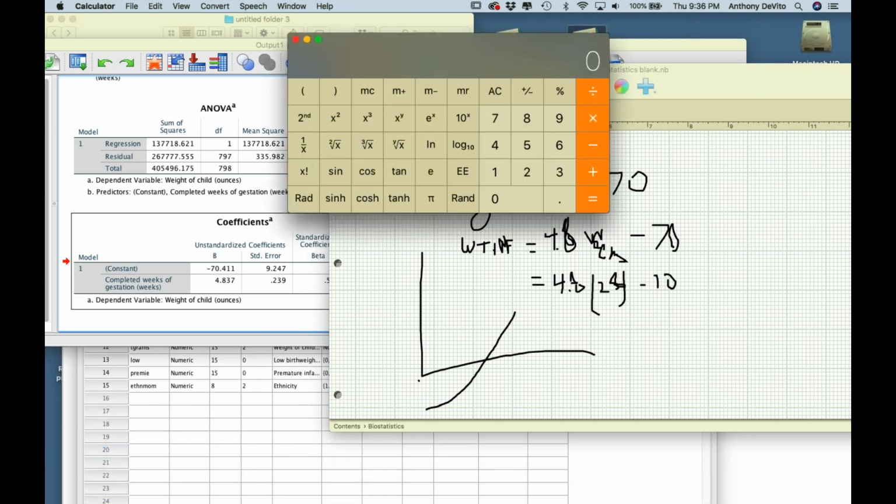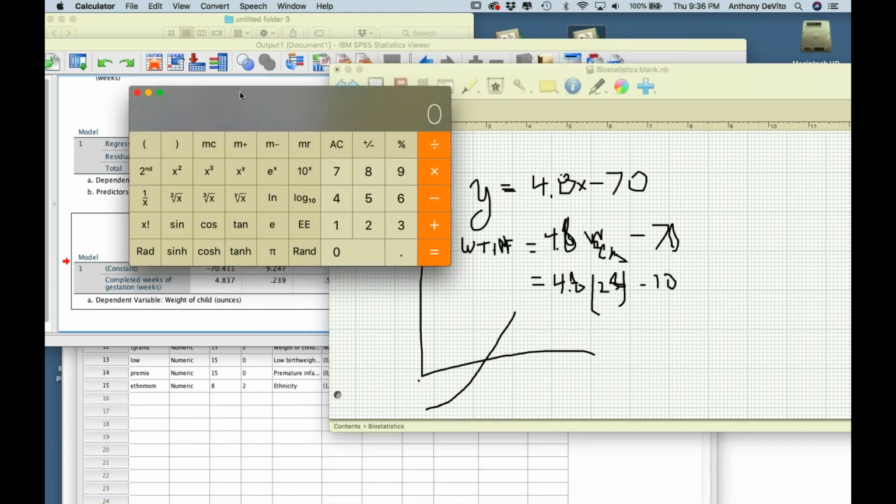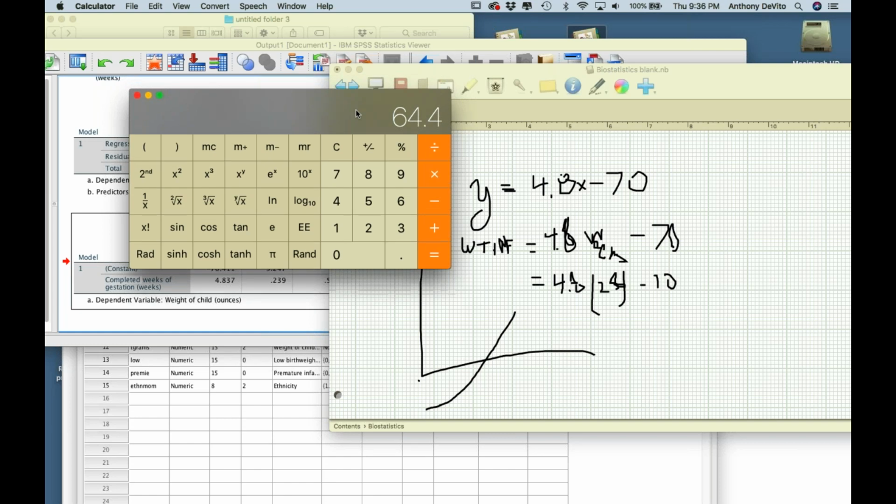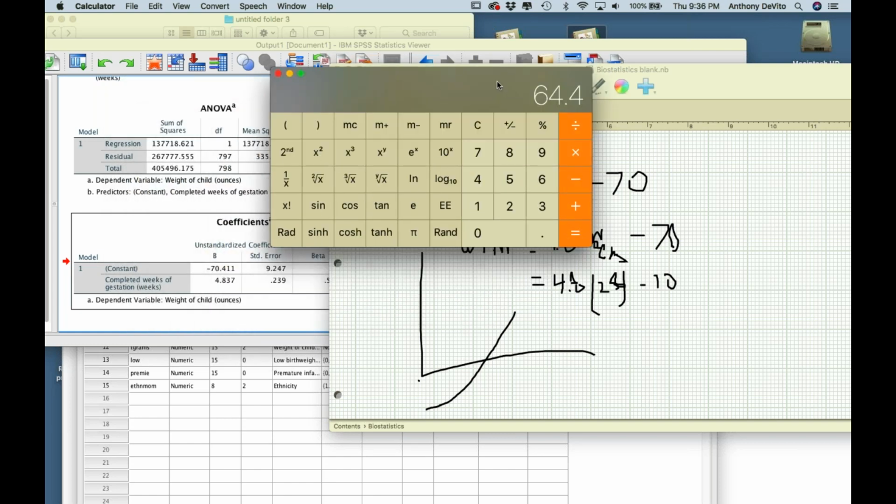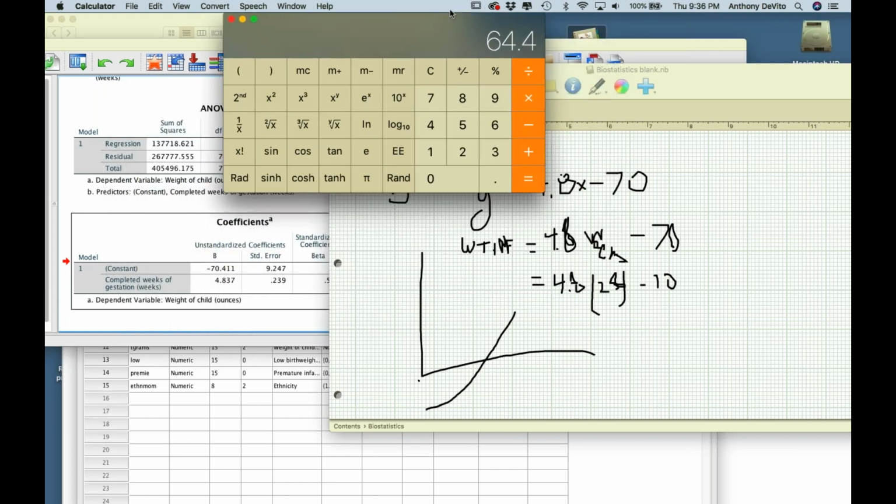So this formula would predict that the weight of an infant would be 4.8 times 28 is equal to 134.4 minus 70, which would be equal to 64 ounces. Okay, at that 28 weeks approximately, right? I rounded a lot of stuff off here as I was doing this. Well, that's interesting. Well, what about at 32 weeks?